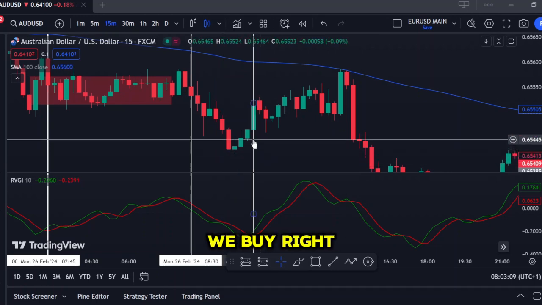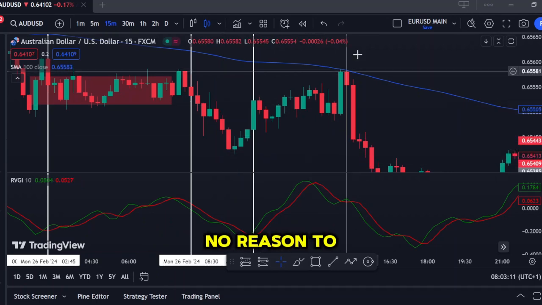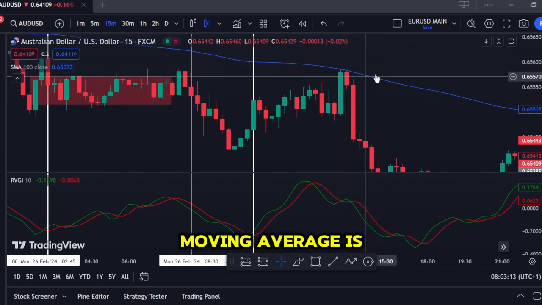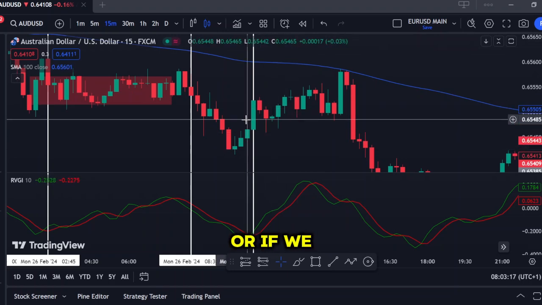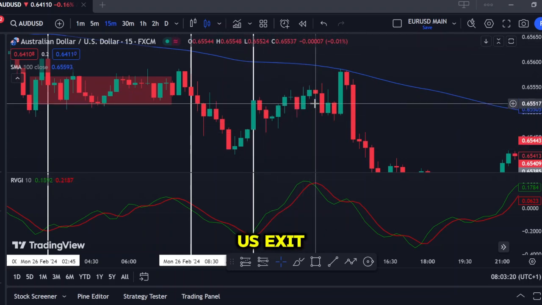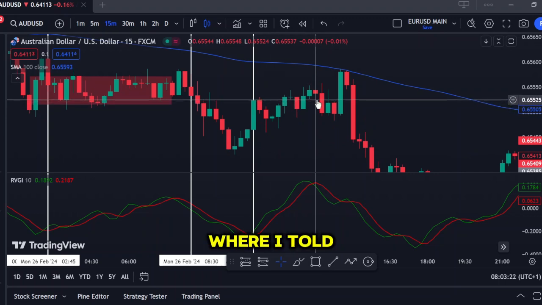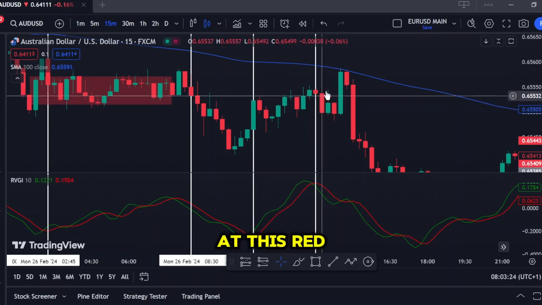Now let's say we buy right here. Obviously there's no reason to buy, because the moving average is currently above price, which means the price is bearish. But if we bought here, where does it tell us to exit? You can see where it told us to exit. Very good exit at this red candle.